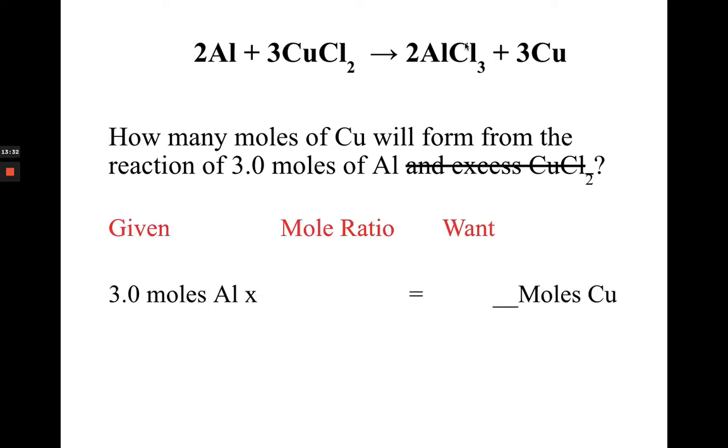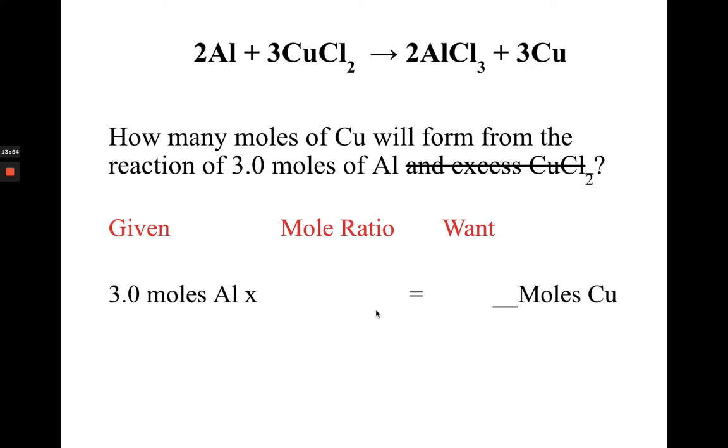So again, let's set it up with the given and the want. From the problem, the given is the number, 3 moles of aluminum, and the wanted is how many moles of copper. So if I start with 3 moles of aluminum and I have tons of my copper chloride, I'm soaking the aluminum with copper chloride so that all of the aluminum reacts. How many moles of copper would I get?